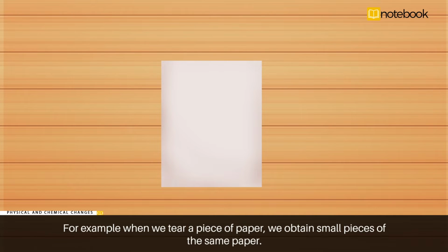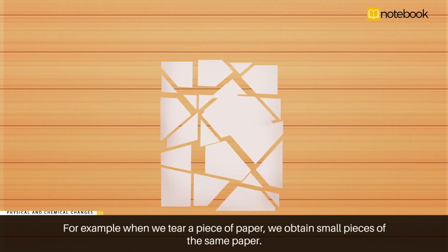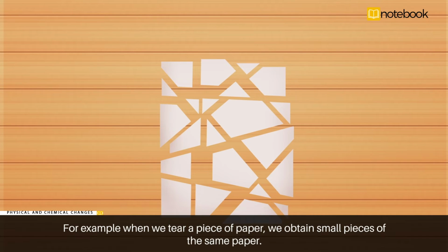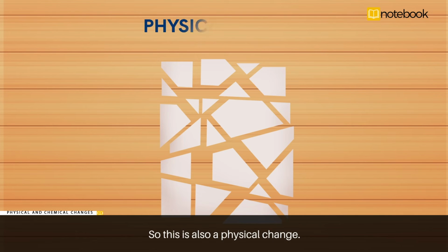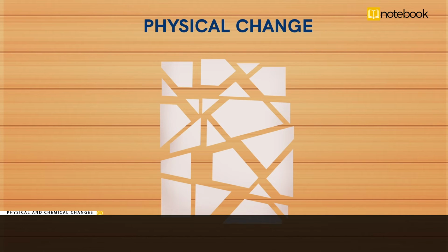For example, when we tear a piece of paper, we obtain small pieces of the same paper. Although we will not be able to put the pieces together and make them into the previous paper again, there are no new substances formed. So this is also a physical change.